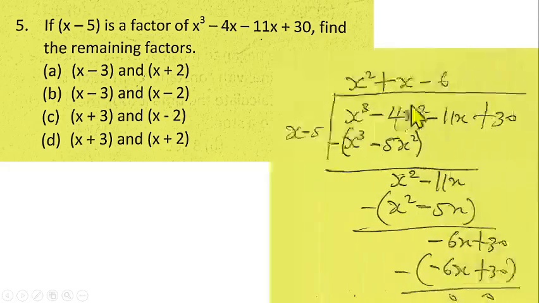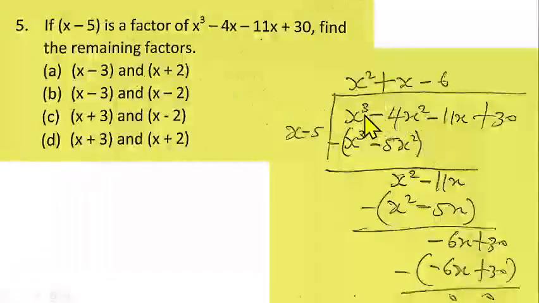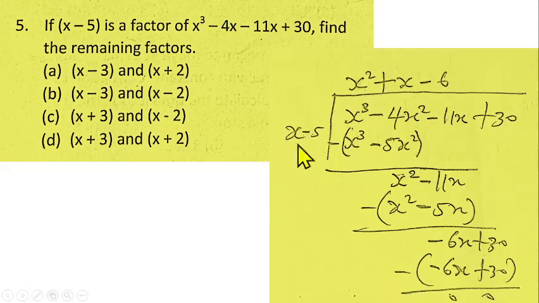So let's divide it together. This is the polynomial, which is x cubed minus 4x squared minus 11x plus 30. Then the divisor is x minus 5, which is the factor of this. So you start: x into x cubed will give us x squared. Then x squared times x will give us x cubed. Then x squared times minus 5 will give us minus 5x squared.